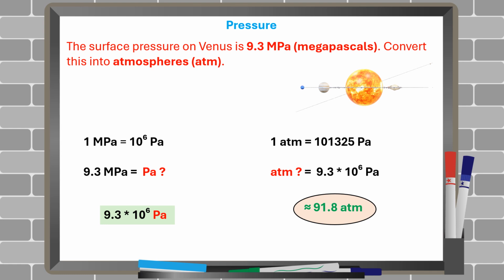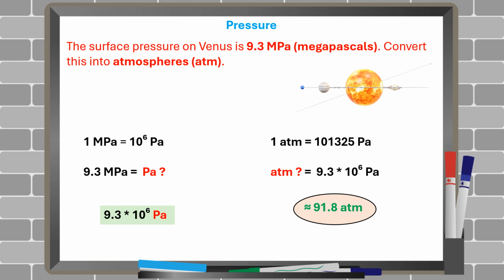First, convert megapascals to pascals. Since 1 megapascal equals 1 million pascal, we multiply these numbers. Now, let's convert pascal to atmospheres. We divide. And we get 91.8 atmospheres. That's nearly 92 times Earth's atmospheric pressure.